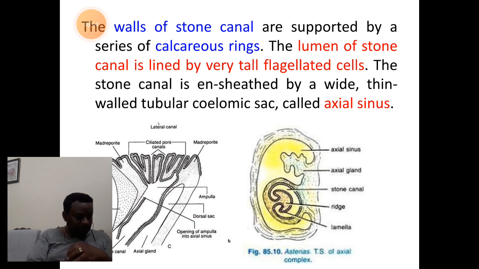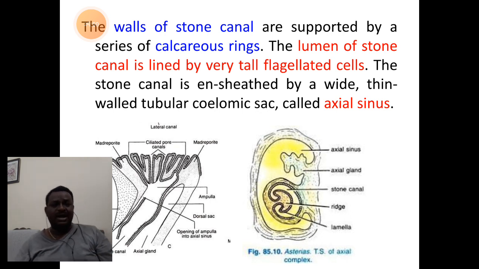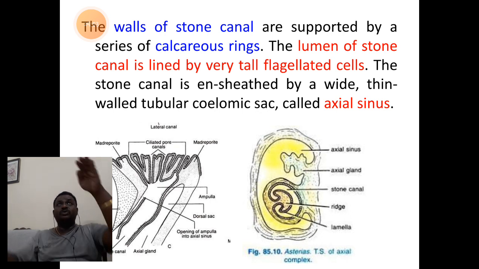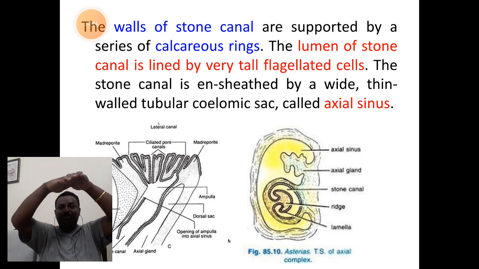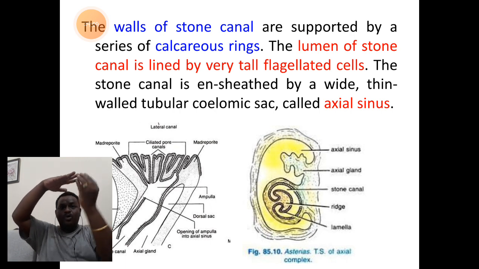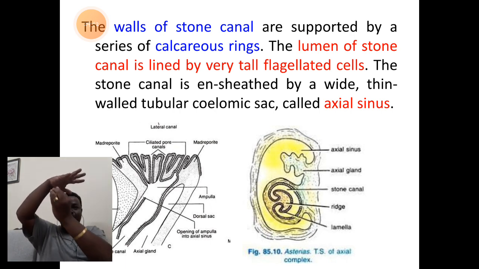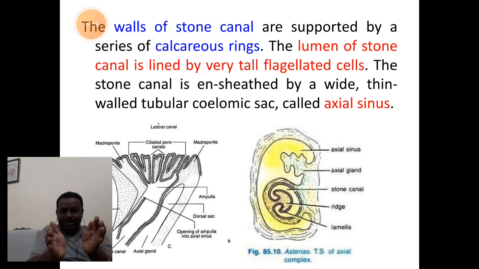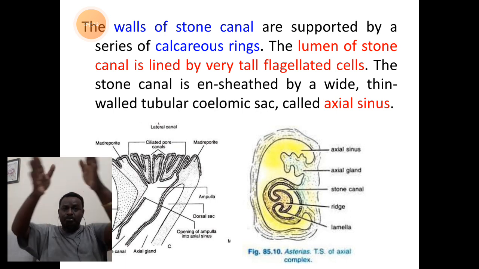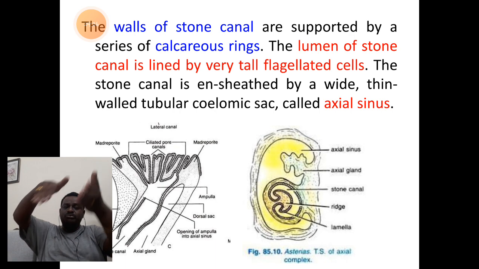So this is the importance of the stone canal unit. Remember, students, hydraulic pressure is created by the stone canal part of the water vascular system. Hope the concept is clear. So we have the madreporite. The madreporite sieve plate has a number of pores. The pores continue with the pore canals. Many pore canals join to form a larger collecting canal. Many larger collecting canals join to form the ampulla. Now that ampullar space down will join with the S-shaped stone canal.